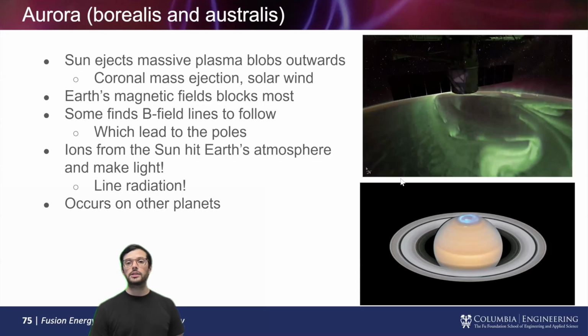It does occur on other planets. This top picture is on Earth, but the bottom picture is Saturn, and you can see the same thing, because Saturn does have a weak magnetic field, and you can see it. It occurs in the same way.